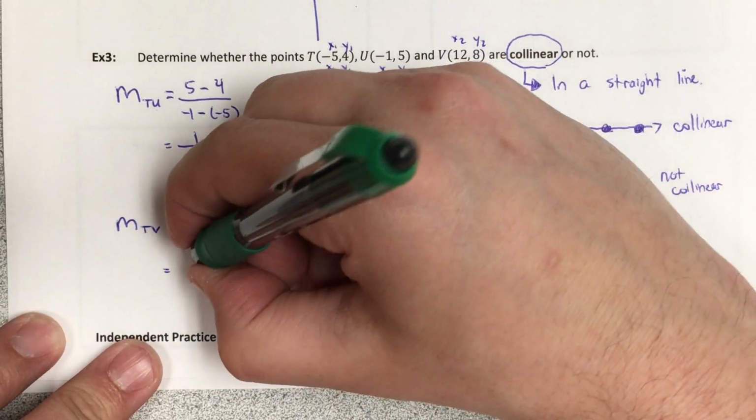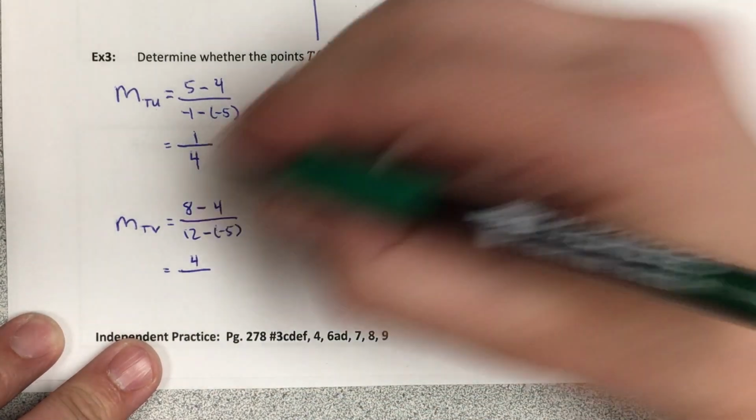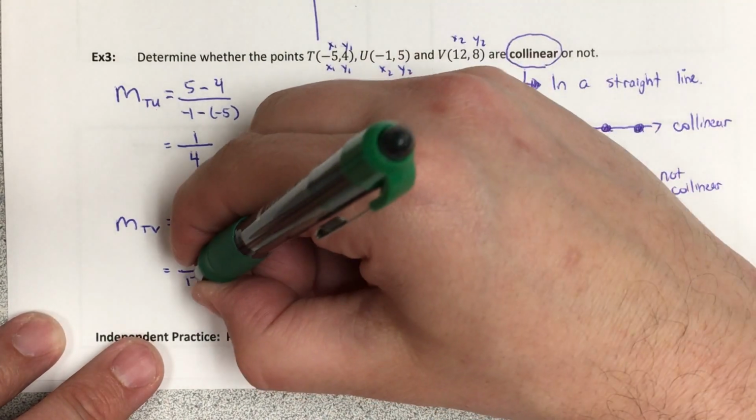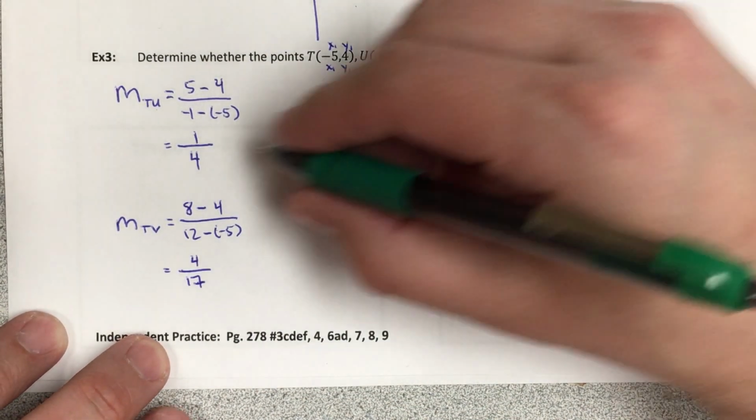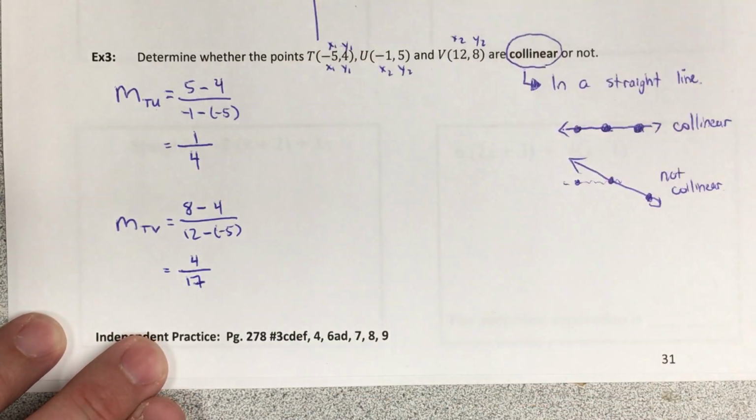So 8 minus 4 is 4. 12 minus negative 5 is 17. I don't think that reduces. 17 is a prime number, so I'm pretty sure that doesn't reduce. So I know that these slopes are not the same. So then the points are not collinear.